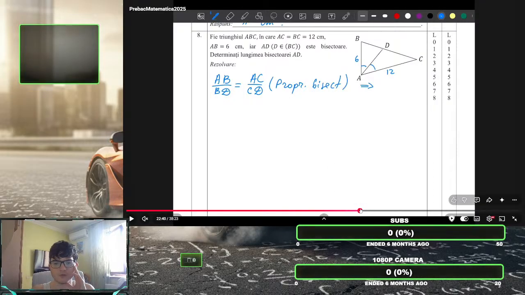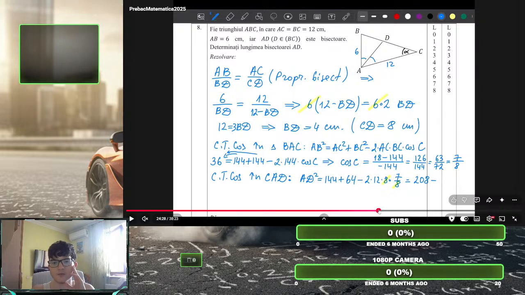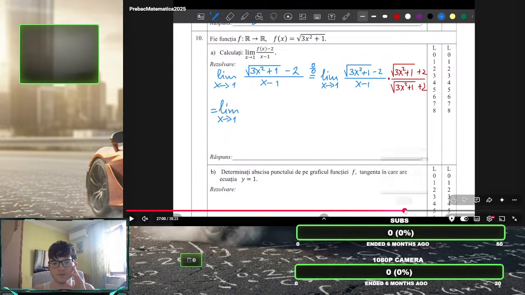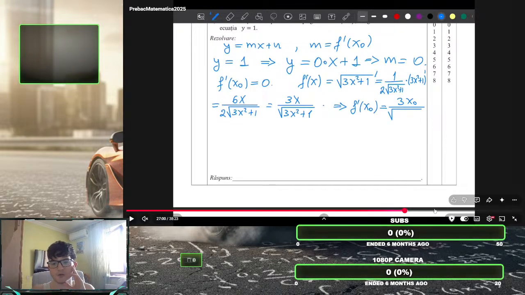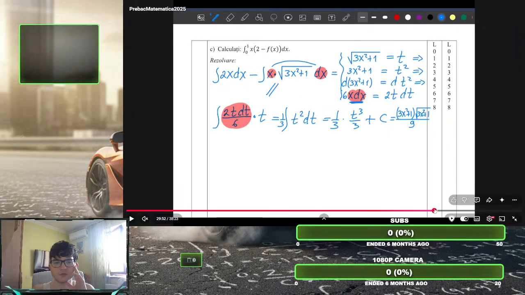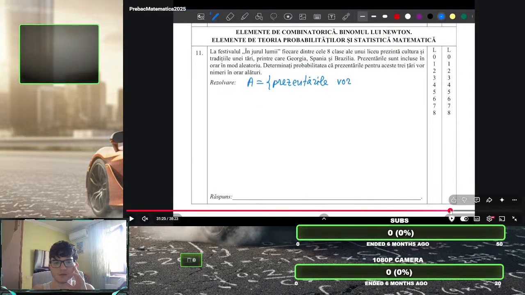This one is with cos, so I'm going to skip this one. Limits obviously will be skipped, as well as integrals and stuff like that.